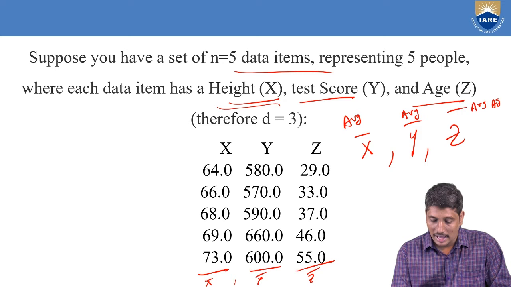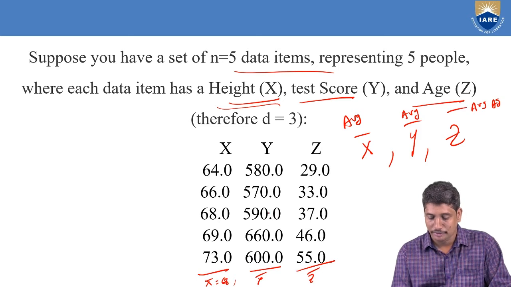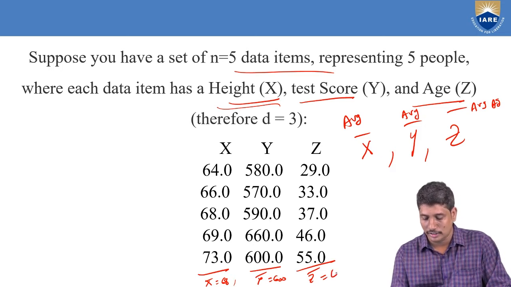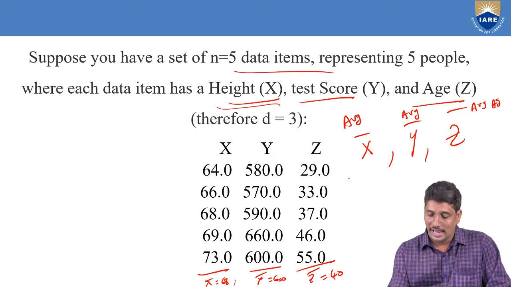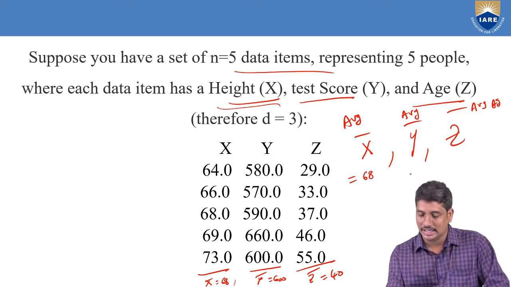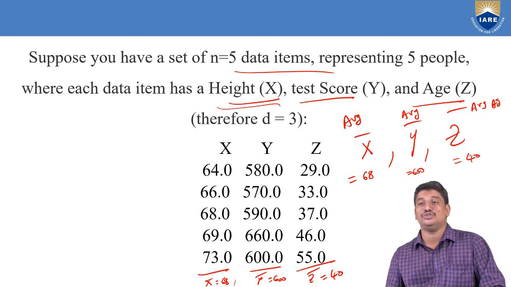If you calculate the total sum of all the heights divided by 5, you will get 68. If you calculate all the scores and divide by 5, you will get 600. And if you calculate all these ages and divide by 5, you will get 40 years. So the average height of these 5 students is 68 inches, the average IQ score out of 700 is 600, and the average age of these 5 members is 40 years. This is what we found.